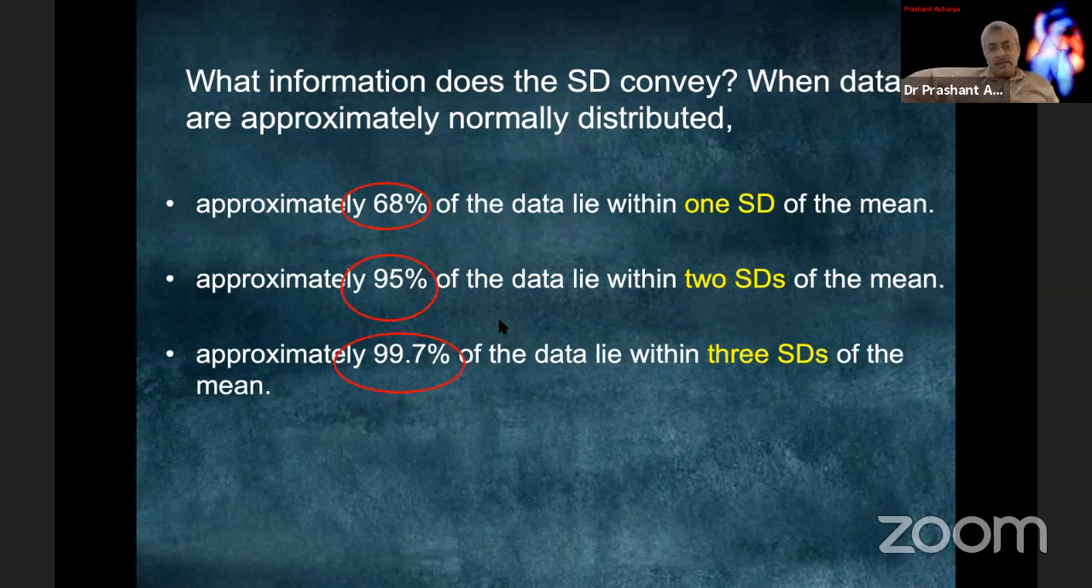We consider 95%: if a reading falls in 95% of the data, that is 2 standard deviations, we consider it as normal. That is the reason that we always go for plus or minus 2 standard deviations. That means the data will lie within that 95% of the data which we consider as normal.